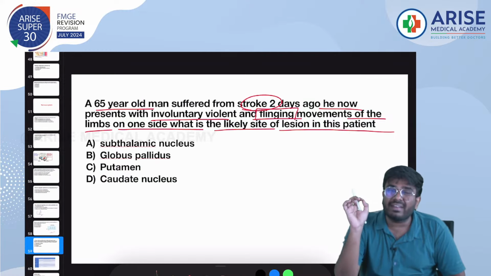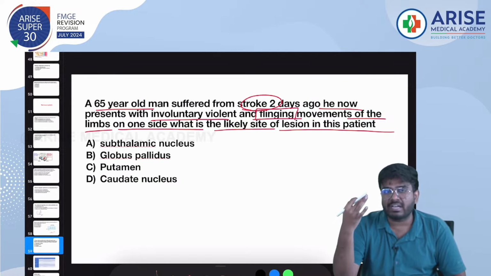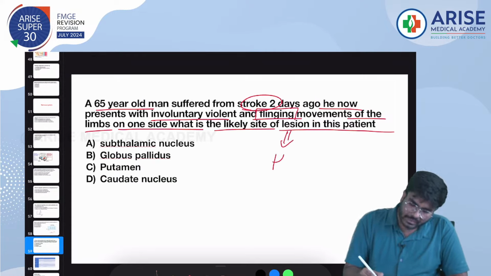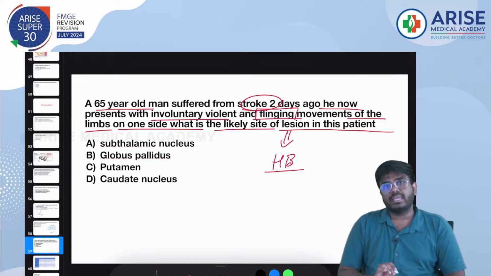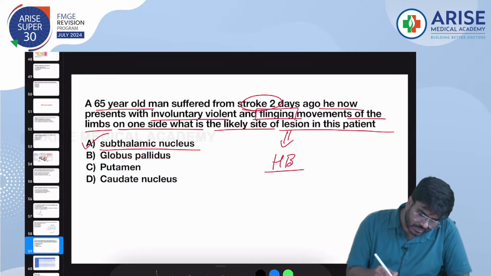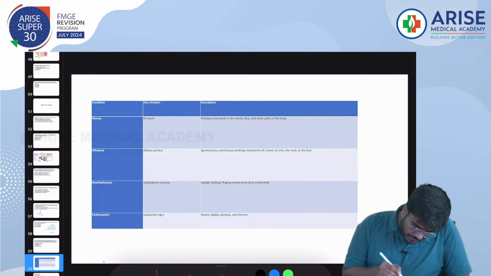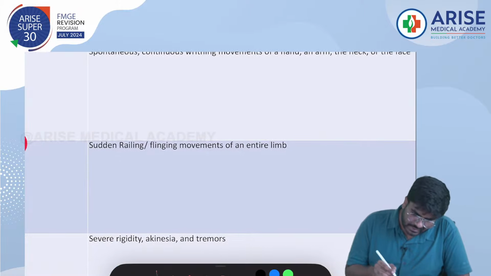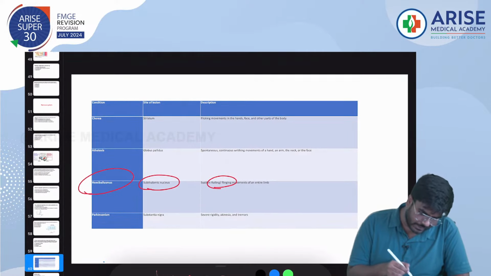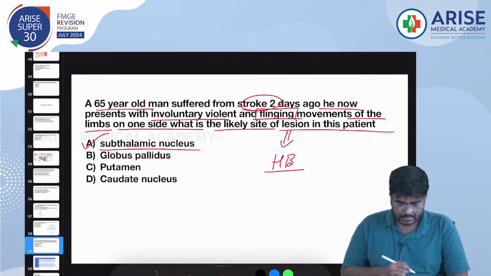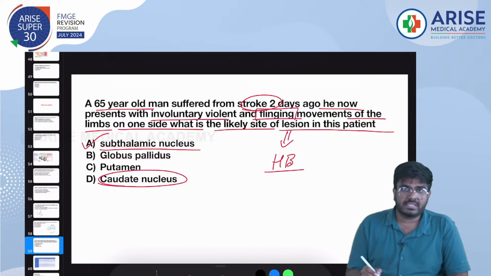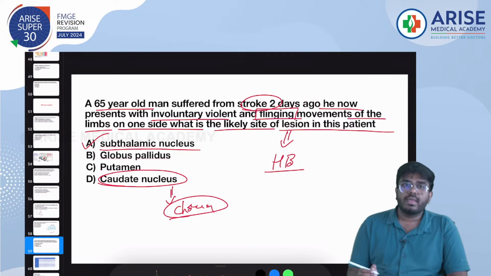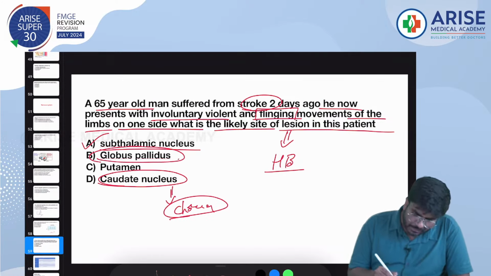The moment you see the words flinging movements or flailing movements, sudden flinging movements, you have to think this patient is having hemiballismus. In hemiballismus, the subthalamic nucleus is affected. So look here, in a patient who is having hemiballismus, the subthalamic nucleus is affected. The patient is going to have flailing or flinging movements. If the caudate nucleus is damaged, the patient is going to develop chorea.